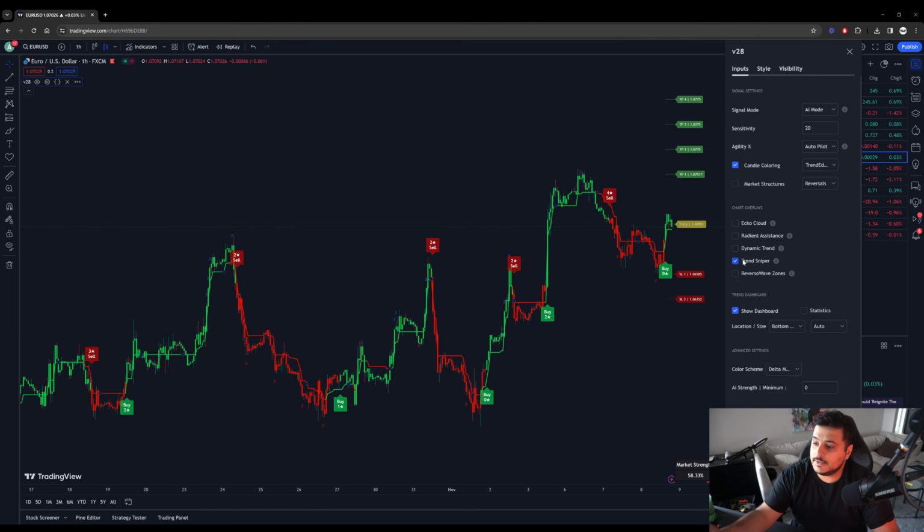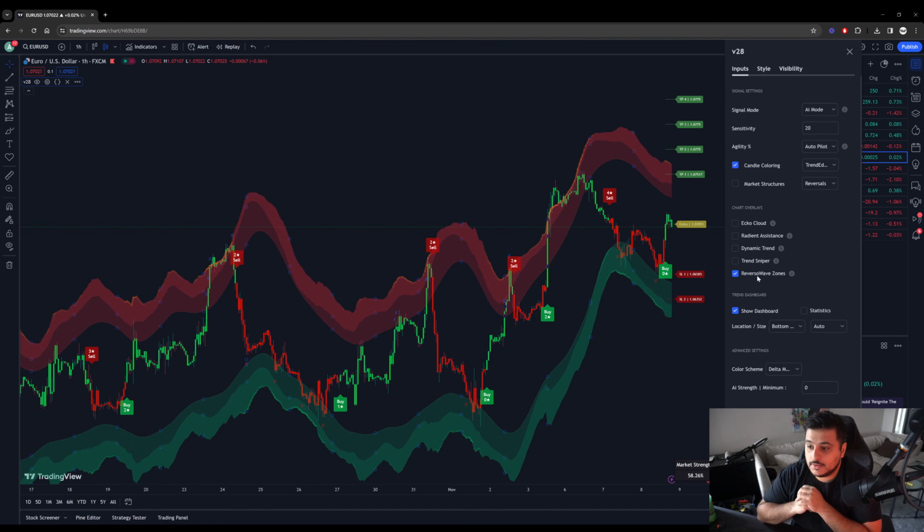Next, guys, is the Trend Sniper. This is exactly like the Trend Helper in version 27. This just gives you extra confirmations for your signals. So for example, if you're looking to take a buy signal, you would like the line to be green. And if you're looking to take a sell signal, you would like that line to be red at that given time. Very, very simple.